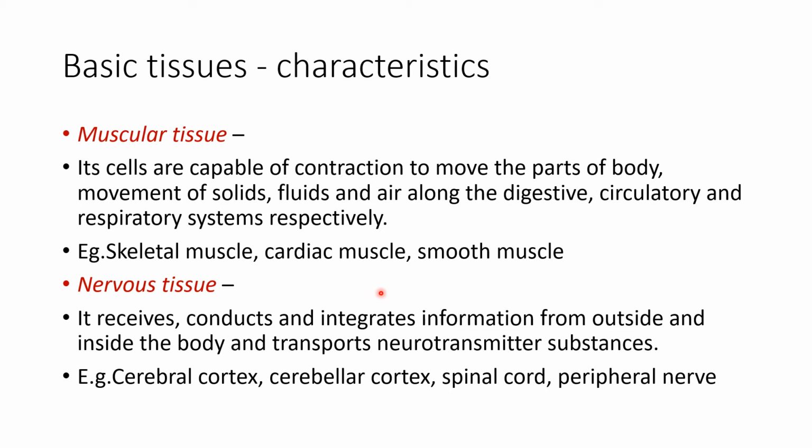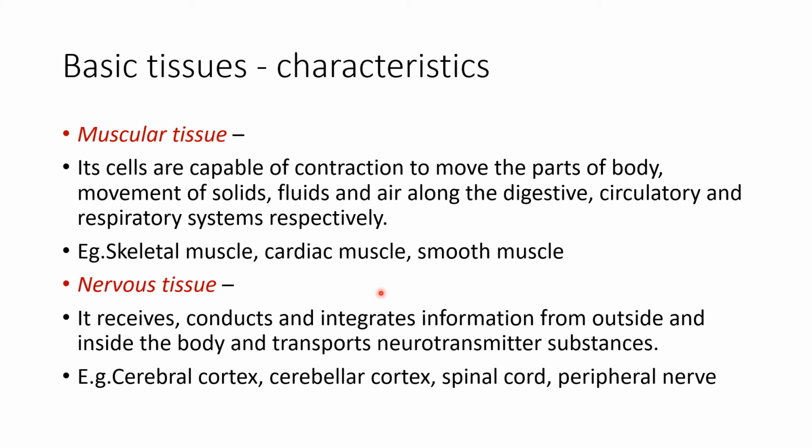Then the fourth basic tissue, nervous tissue. It receives information from the outside of the body and it conducts the information towards the central nervous system, where the information is processed or integrated and the appropriate responses are transmitted to the peripheral part of the body by means of the muscles and the glands, so in the form of contraction of a muscle or in the form of release of secretion from a gland.